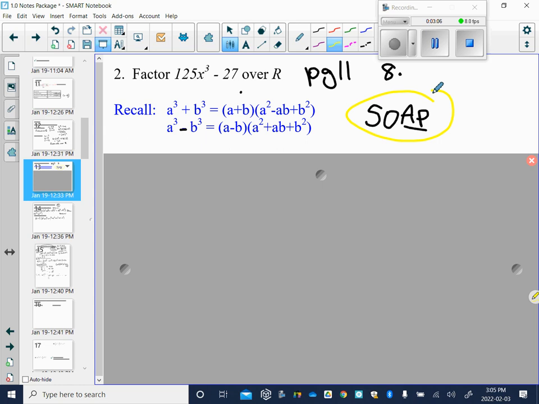So, same sign. If we have a plus b, same sign, positive. a minus b cubed, same sign. Then we have the opposite sign. So here we have a plus, it becomes a negative. Here we have a negative, it becomes positive. And then we have always positive. That last term is always positive. Okay, so we're going to follow this pattern as we go to factor.